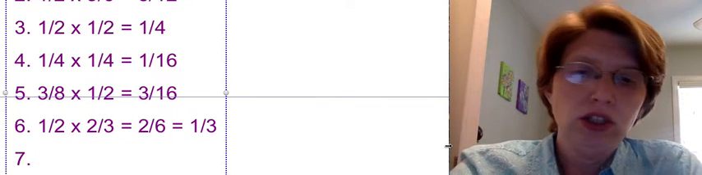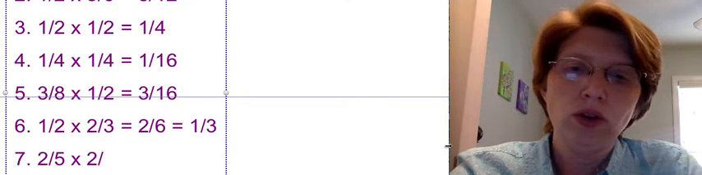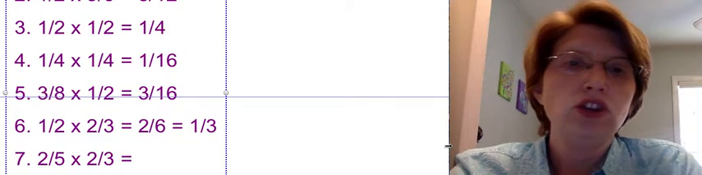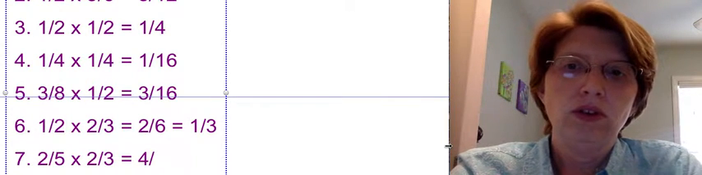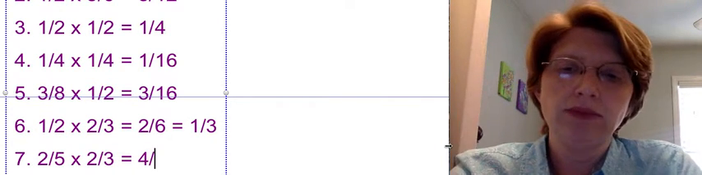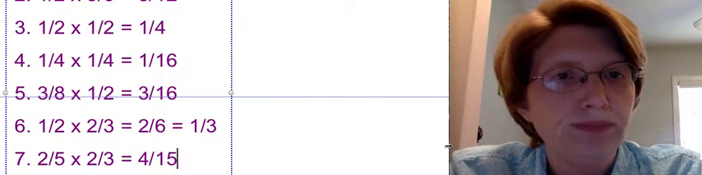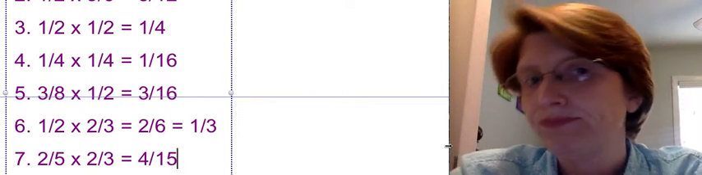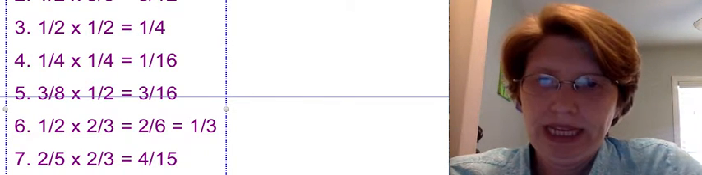Number 7. 2/5 times 2/3. Numerators, 2 times 2. Denominators, 5 times 3. Can it be reduced? Nope. 8.